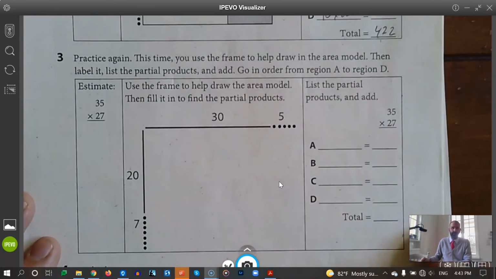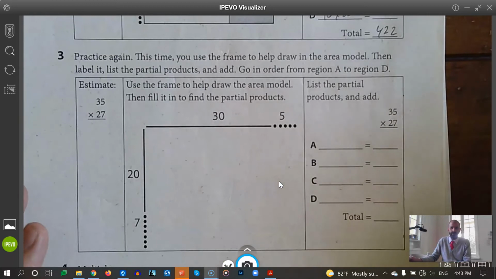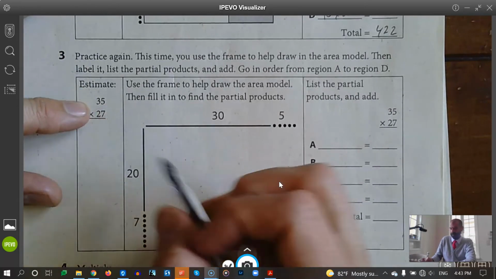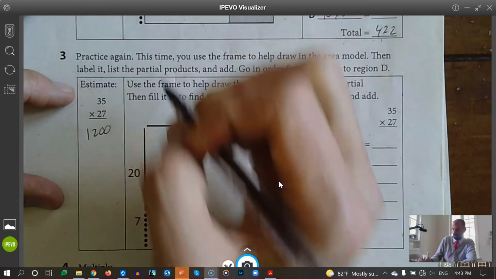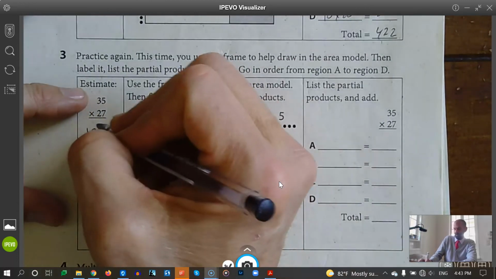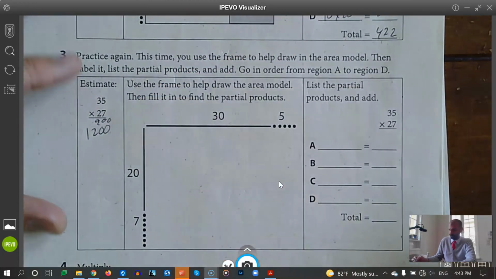And number 3. Practice again. This time use the frame to help draw the area model. Then do it. So first I'm rounding up to 40, up to 30, 1200. Up to 40, wait, maybe 30, so 900, somewhere in between 900 and 1200.